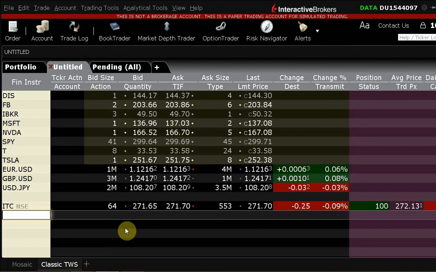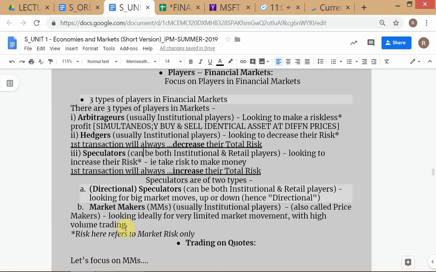But speculators, generally, the first run, they want to take risk because they want to make profits. Okay. That's normally how you make profits. Is this clear? All right. So you can see this is a classic example of a speculator, whose first transaction has increased the risk. Now we are talking about the two categories of speculator.